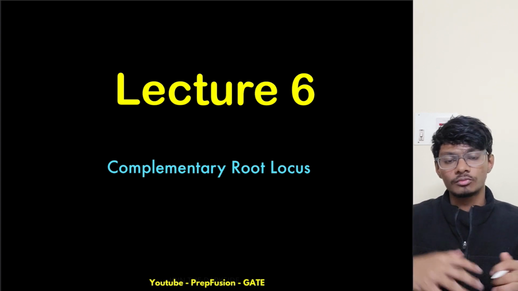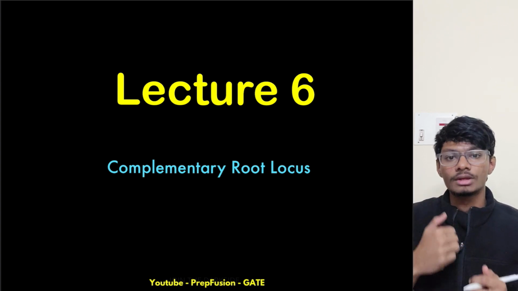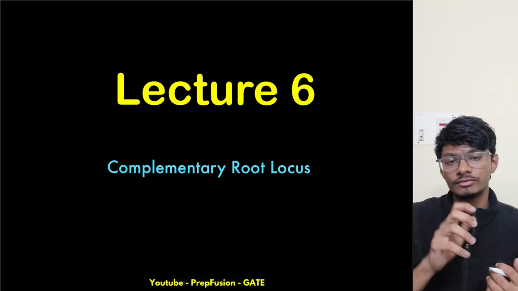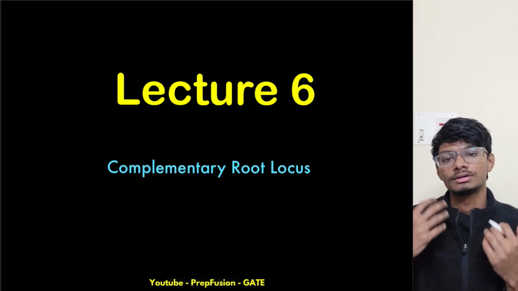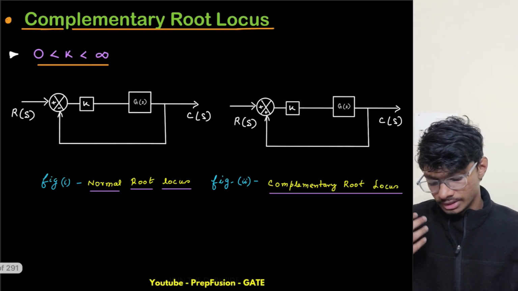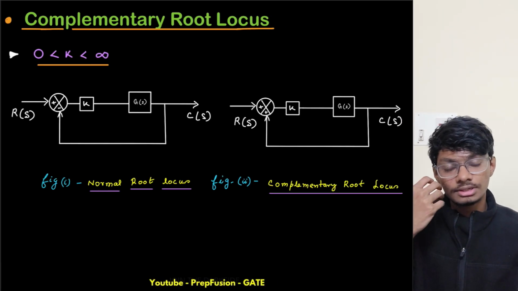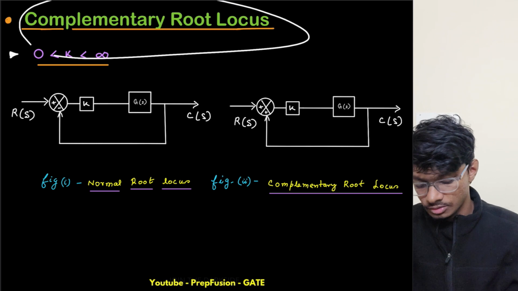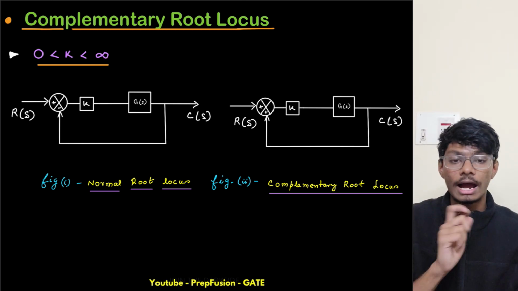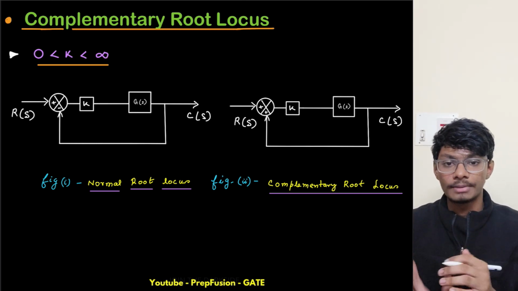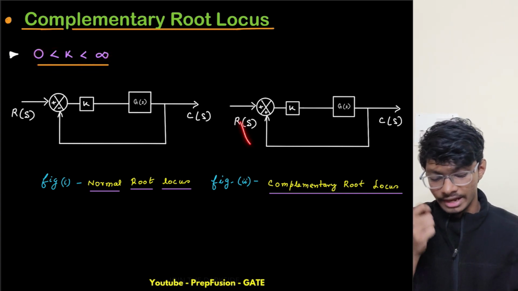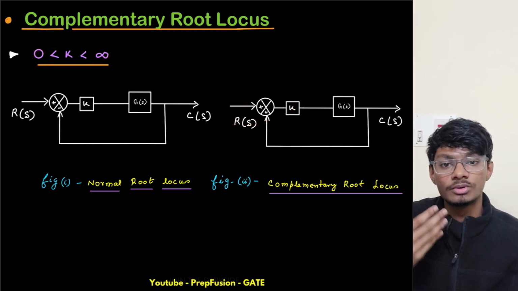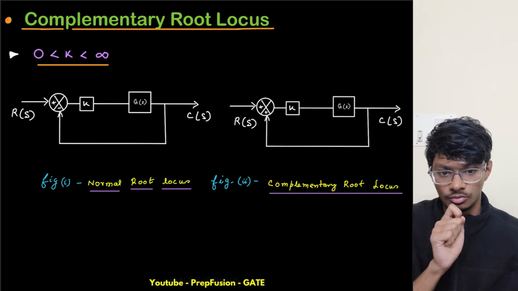Now we'll solve 3 other cases. Obviously, not solve all of them, I will just give you how to approach the problems there. We'll understand, and I will also take a few examples. So this is basically known as the complementary root locus. If I have my k positive and I have a positive feedback, then this will be called complementary root locus.